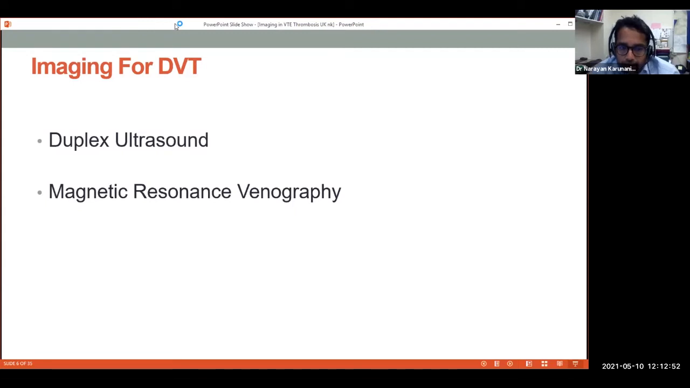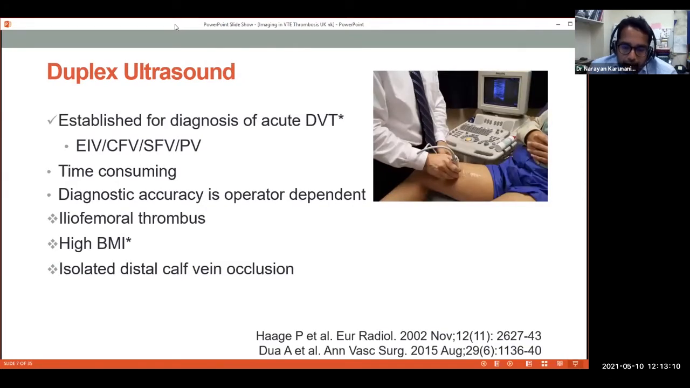So with regard to deep vein thrombosis, as I said, a duplex ultrasound forms the mainstay of investigation in the first instance, but increasingly magnetic resonance venography or MR venography is playing an important role, and I'm going to focus in on where those important roles are. So duplex ultrasound has been well established for the diagnosis of deep vein thrombosis, particularly those deep vein thromboses that occur at and below the level of the inguinal ligament.